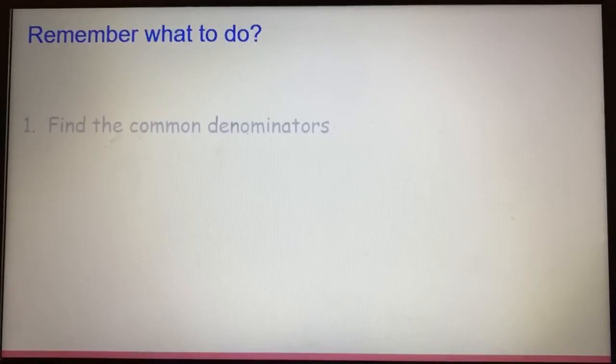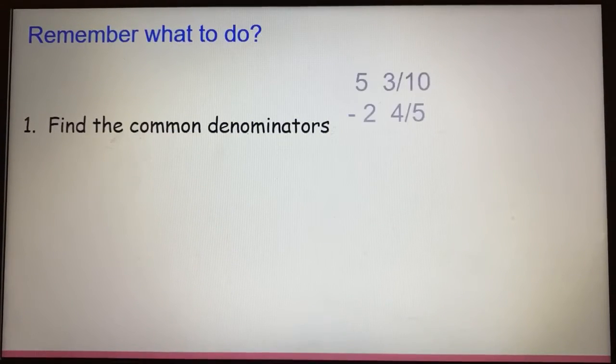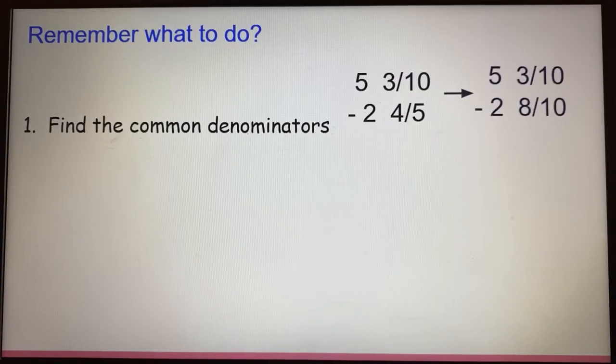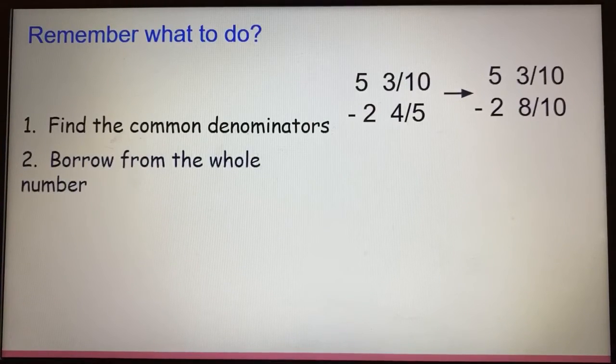Remember what to do? Well, we first have to find the common denominators in this problem. We have 5 3/10 and 2 4/5. So we're going to change the 4/5 by multiplying the top and the bottom by 2, which gives us 8/10. So now we can subtract. Whoa, wait a minute. We can't subtract. 8 cannot be taken out of 3. So we will have to borrow from the whole number.